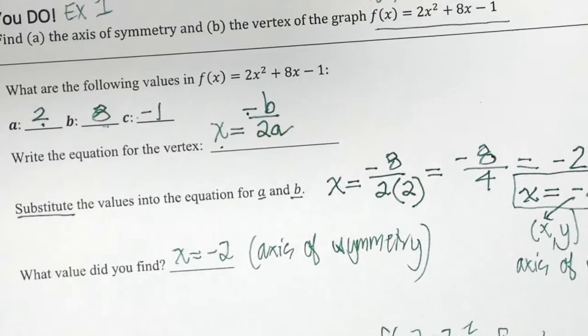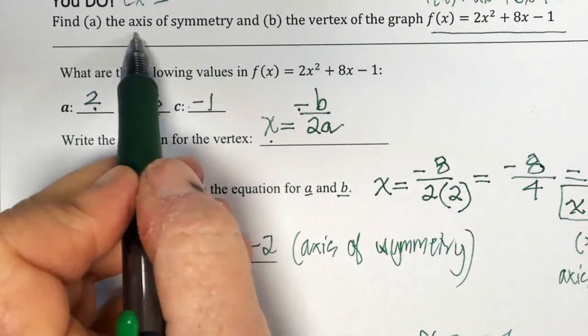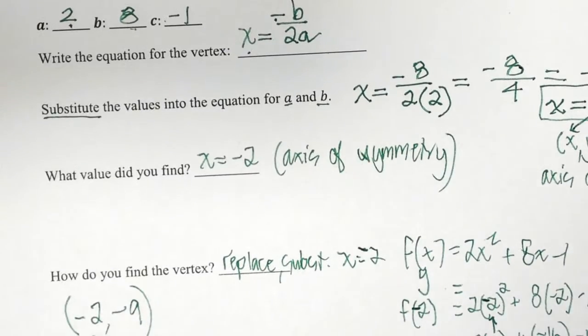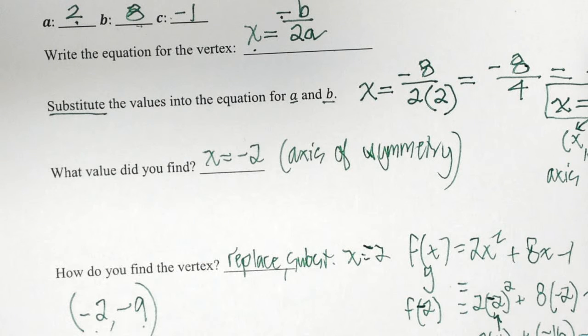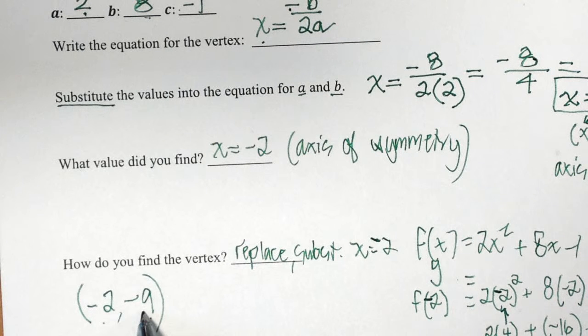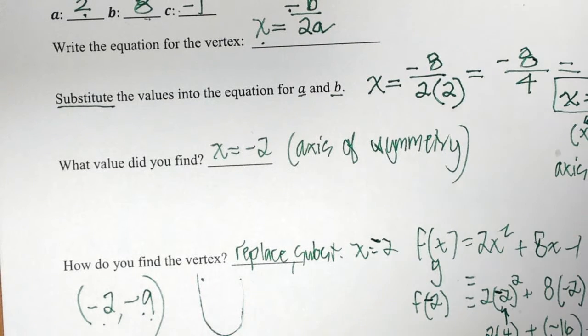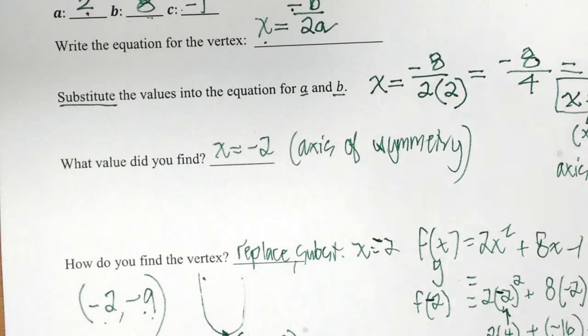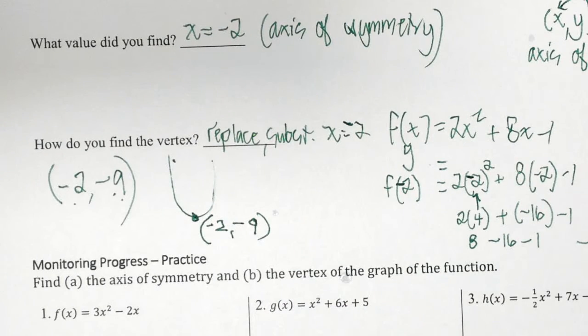So, did I do what I was supposed to do? Yes. Did I find the axis of symmetry? Absolutely. Did I find the vertex? Yes. So now, look at this. I actually know what the low point of my graph is: negative 2, comma, negative 9. So I know that my graph looks like this, and right here at the bottom is negative 2, comma, negative 9. Not that we're graphing right now, but if I needed to, at least it gives me a starting point.